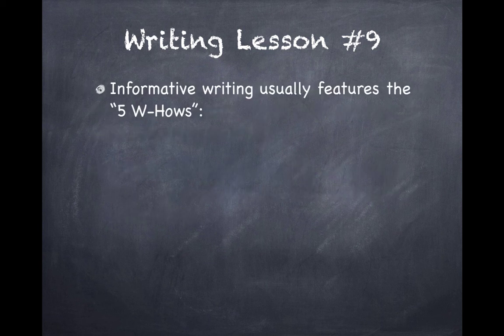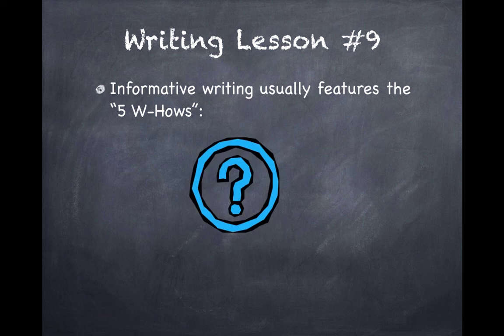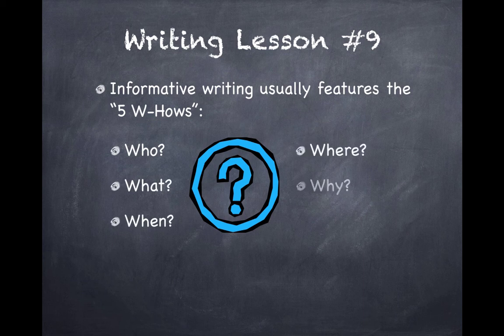Informative writing will usually feature the 5 W's and how. When you're trying to inform someone, they need to know the answers to the following questions: who, what, when, where, why, and how. So if you're asked to write an informative piece, you need to make sure that your writing addresses each of these questions, or you'll be leaving out necessary and important information.